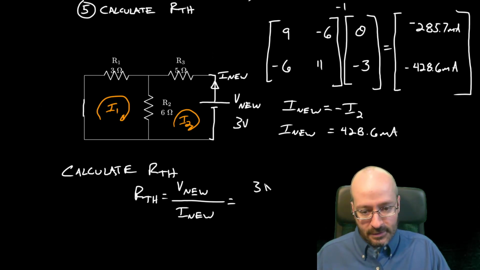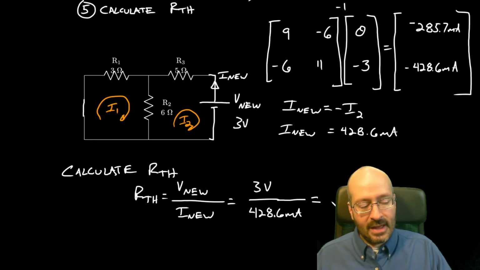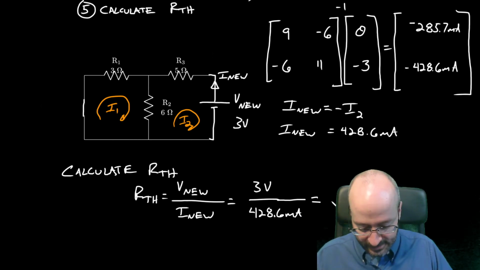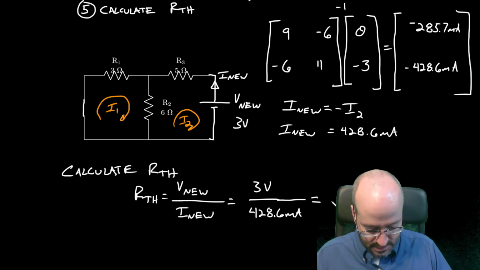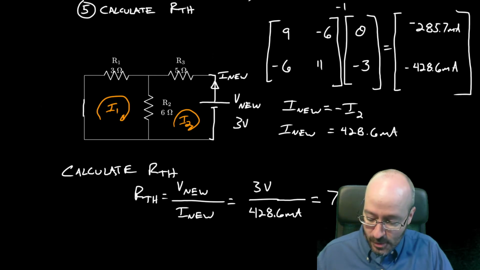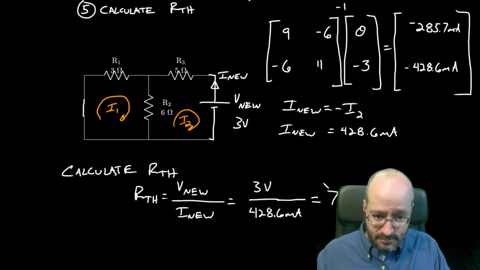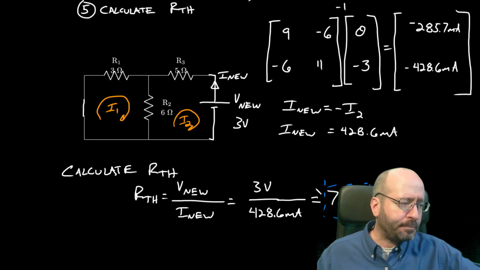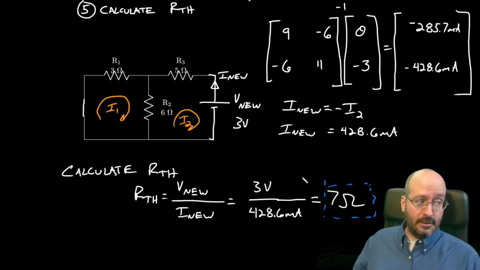So 3 volts over 428.6 milliamps. I'm going to calculate it. I'm confident it's going to be 7, but I don't like to skip steps when I'm on video here. So 3 divided by that, it ends up being 7. Okay, 7 ohms, just like we did before. Just the same result that we got before.